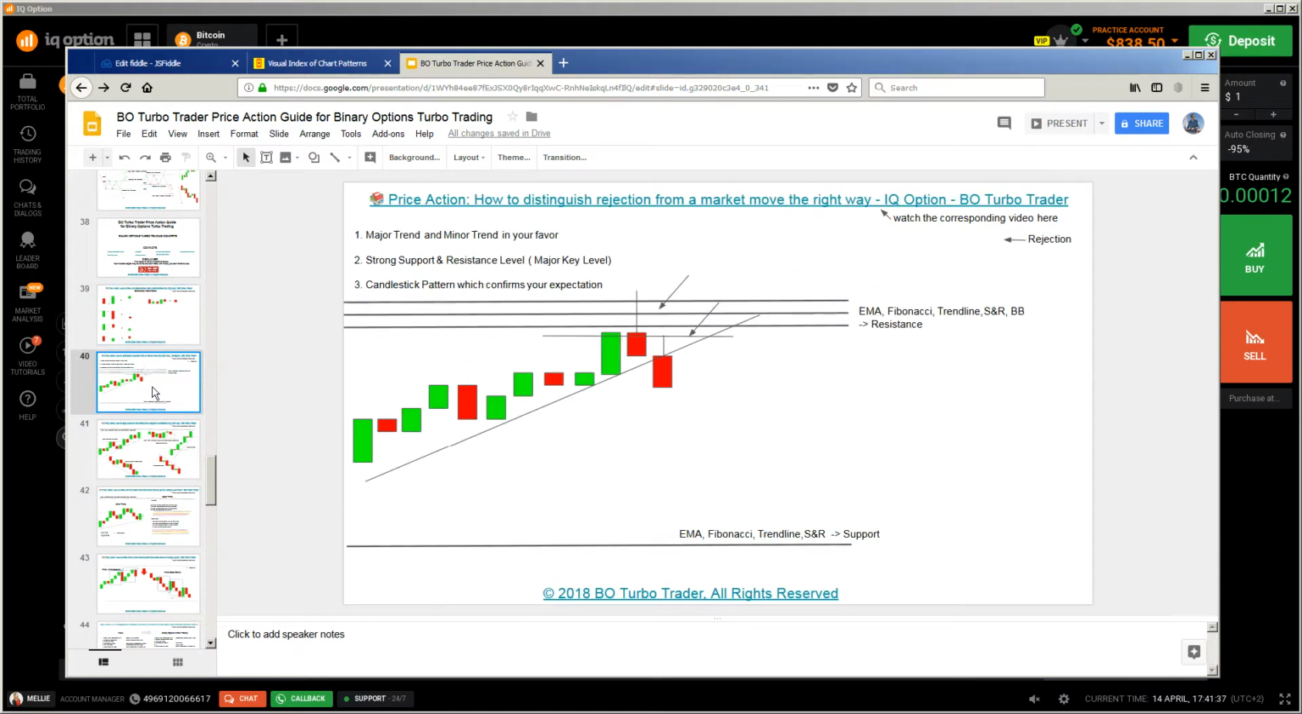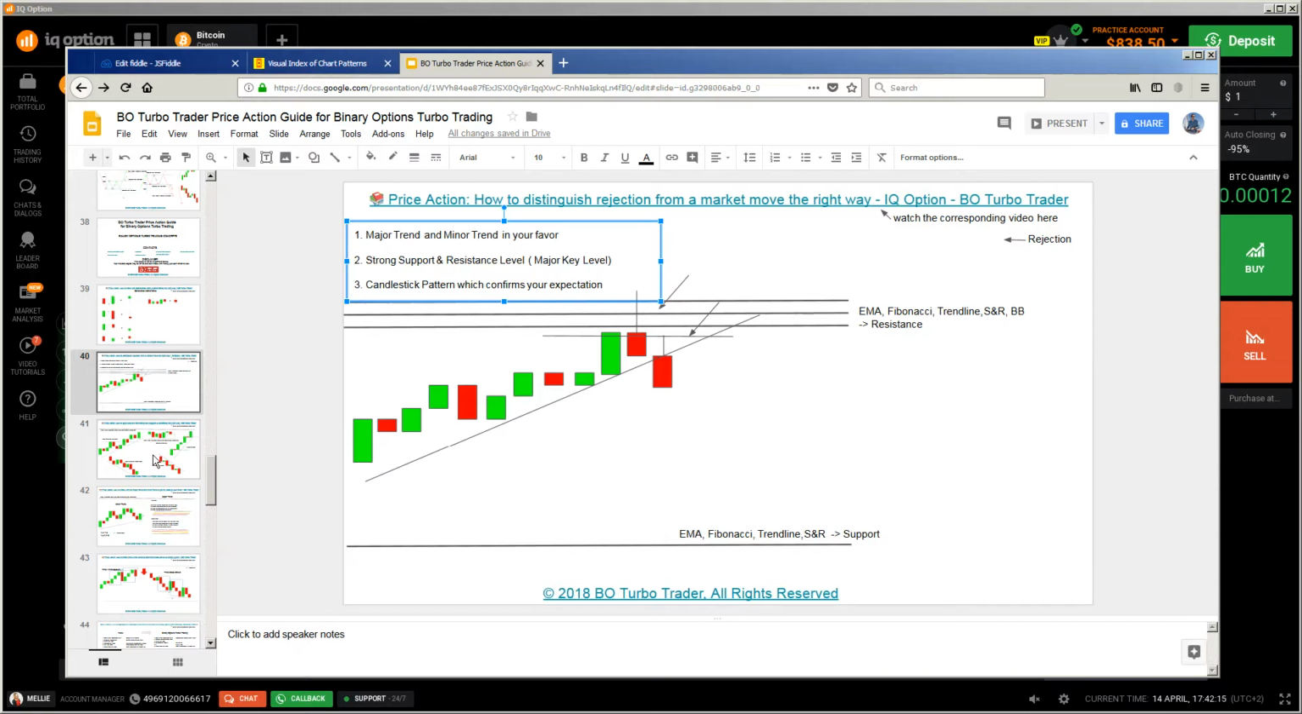Then watch this video about the rejection. The rejection part here, this video explains the rejection, what it looks like, what it can be. And here I have already demonstrated that the rejection is only a small part of the trading setup. The trading setup requires the trend, the key level, the candlestick pattern, and the rejection. All those four things are necessary to get a good trading setup.